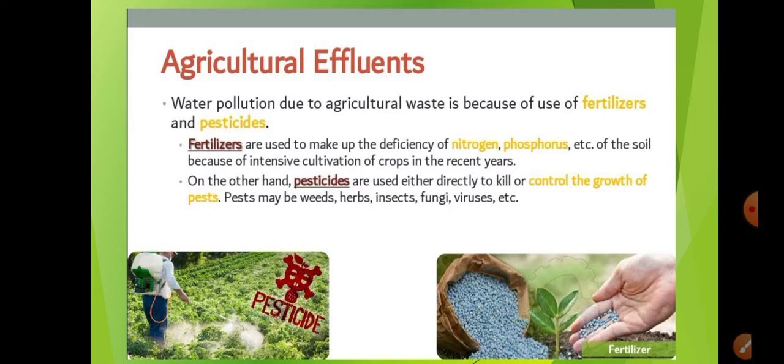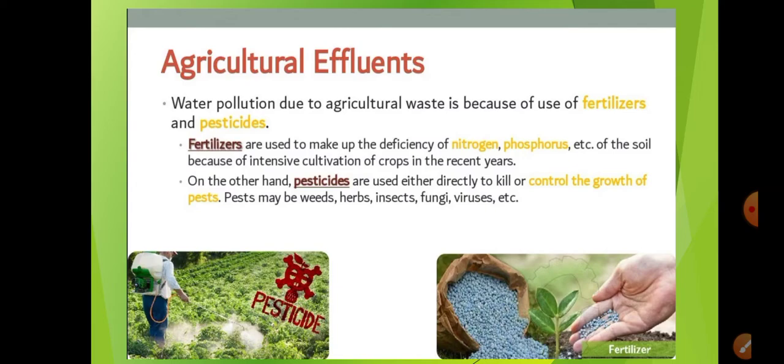Why do the farmers use this? So that they can kill the germs or control the growth of some pest. And the pest can be anything. It can be a virus, an insect, herbs, anything. So in order to protect the crops, he is going to use these chemicals. And when the chemicals are used, it will lead to pollution, because it is sprayed on the plant, and some amount gets mixed with the soil also.